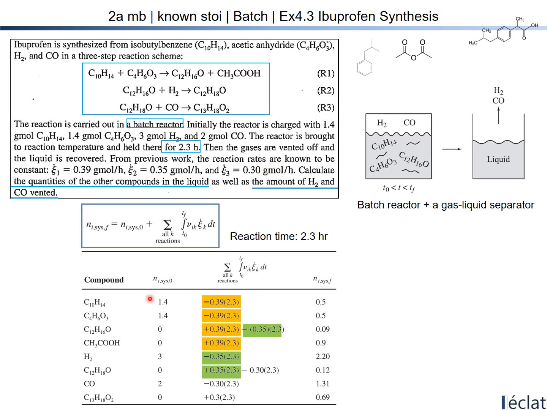So let me check C10H14. C10H14 is the reactant in the first reaction, so there is a minus sign with the extent of reaction and during 2.3 hours. That is the amount of C10H14 generation. So actually it is consumed, because we find the minus sign for the value. The summation of those two terms gives the final content of this C10H14.